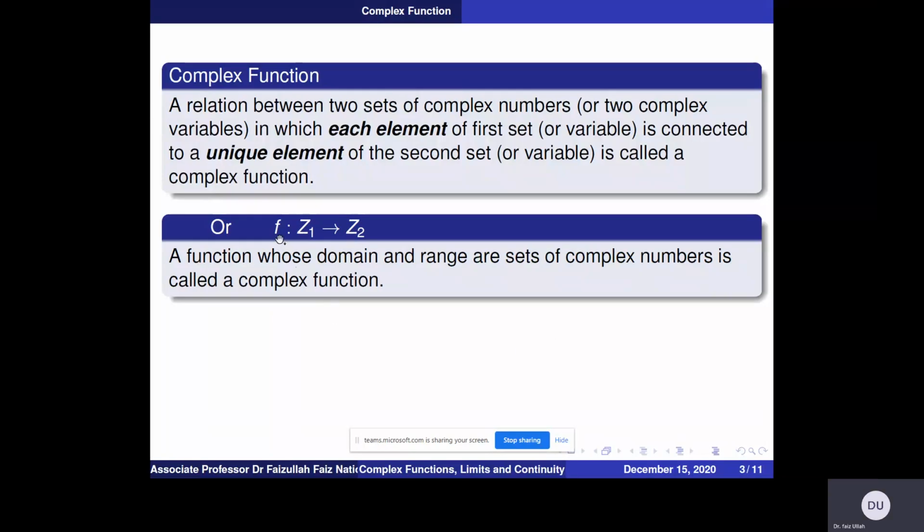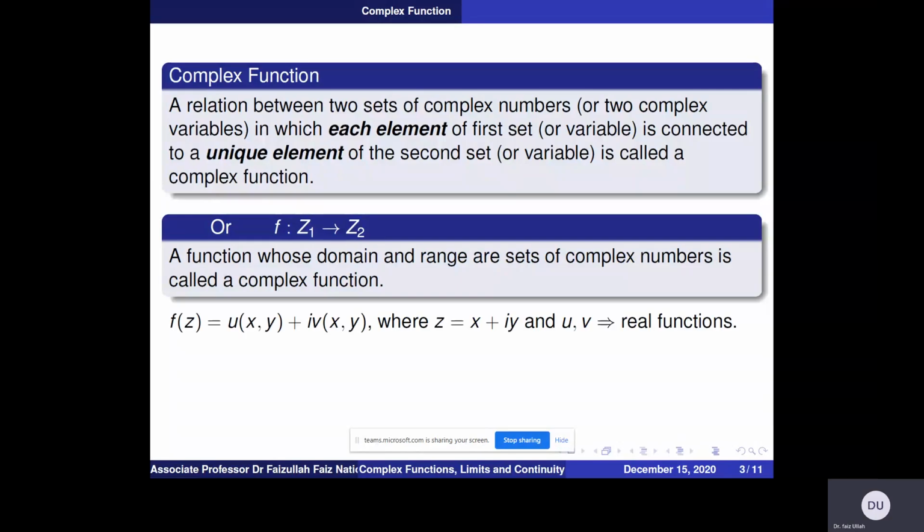If we have a function f from z1 to z2, then z1 is called its domain, z2 is its range. If z1 and z2 both are sets of complex numbers, then this is called a complex function. And if z1 and z2 are sets of real numbers, then this is called a real function.